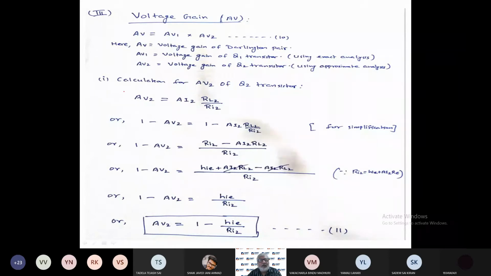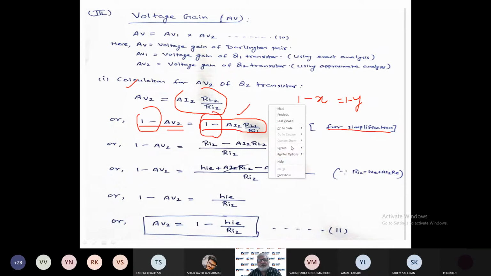Now in this expression, I have written 1 minus AV2 on the left side, and the same I subtract from 1 on the right side: 1 minus AI2 RL2 by Ri2. I have done this only for simplification. Suppose here it is X and here it is Y, and both are equal. If I subtract X from 1, and I subtract Y from 1, then both will also be the same. So the same thing I have done here: 1 minus AV2 and 1 minus this expression.